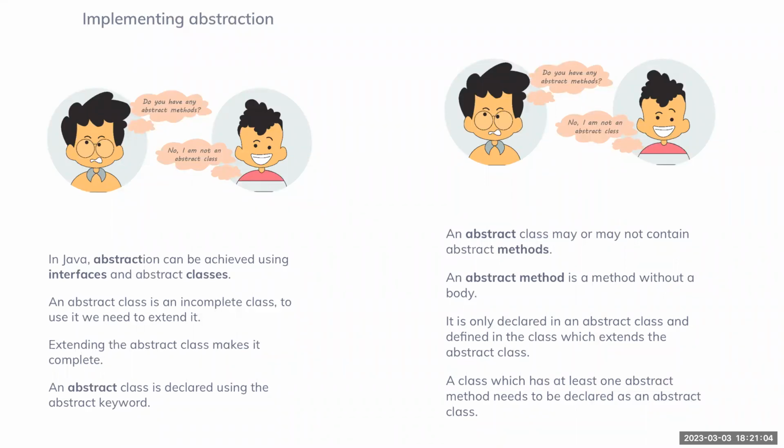A class which has at least one abstract method needs to be declared as an abstract class. So if you have one abstract method in your class, then you have to declare your class as an abstract class.